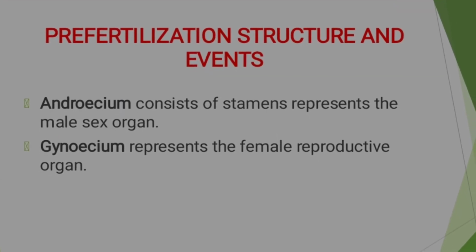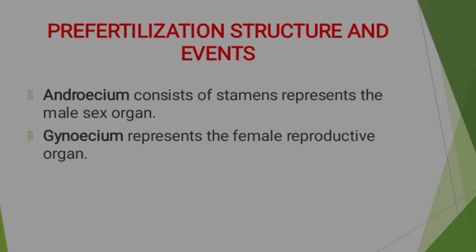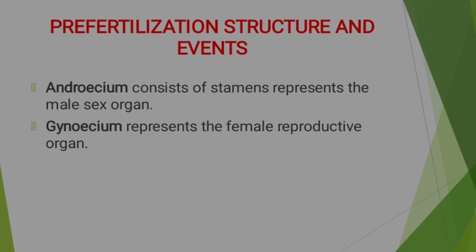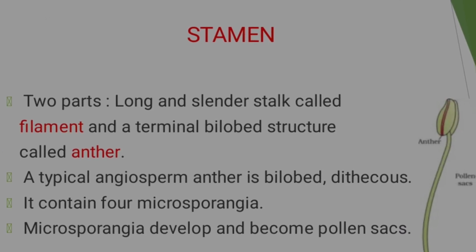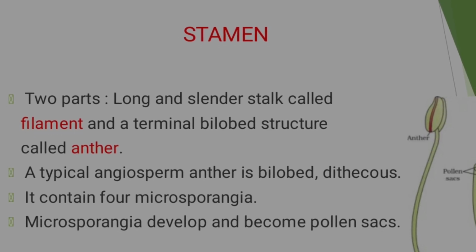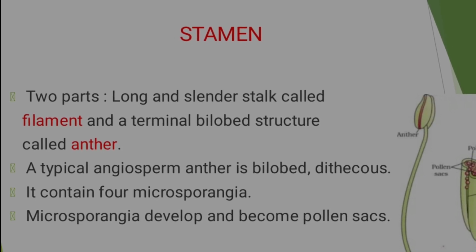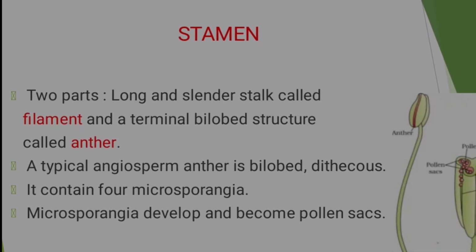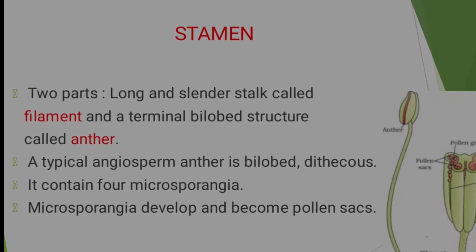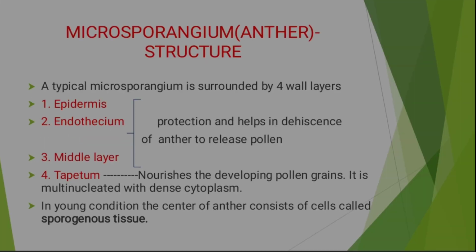Pre-fertilization structures and events. Androecium and gynoecium. Androecium consists of stamens and represents the male sex organ, and gynoecium represents the female reproductive organ. Stamen. Stamen consists of two parts, a long and slender stalk called filament and a terminal bilobed structure called anther. A typical angiosperm anther is bilobed and dithecous, and it contains 4 microsporangia. The microsporangia develop and become pollen sacs, and inside the pollen sacs we can see pollen grains.